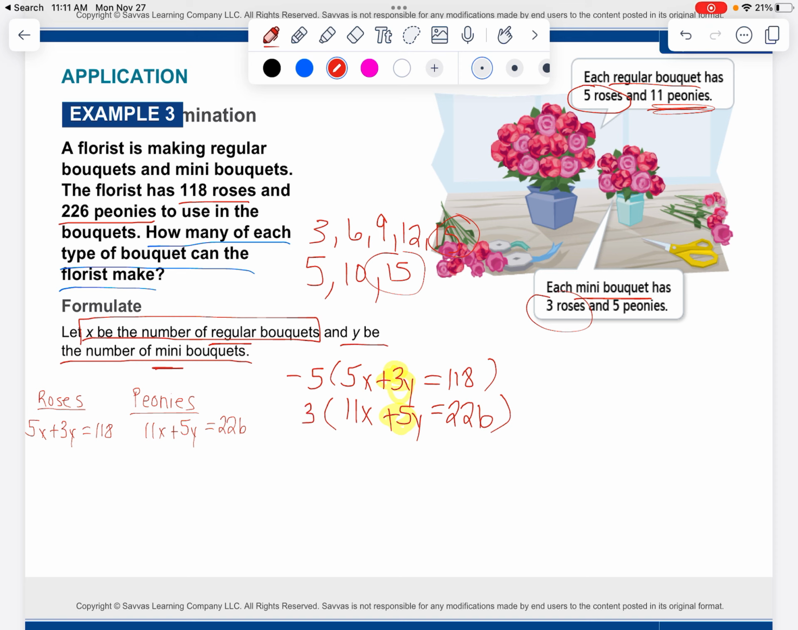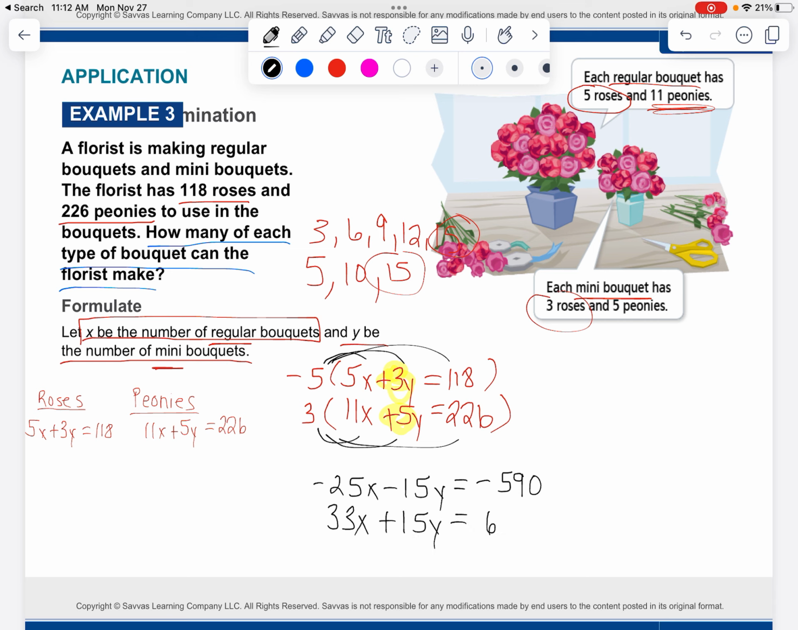Then I'm going to rewrite the system. So distribute, make sure you multiply by all 3. We are going to end up with a new system of negative 25X minus 15Y is going to equal negative 590, and 33X plus 15Y equal to 678.